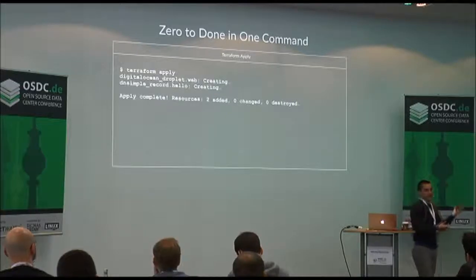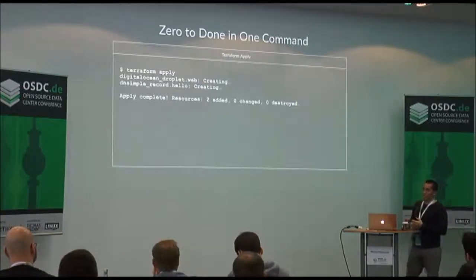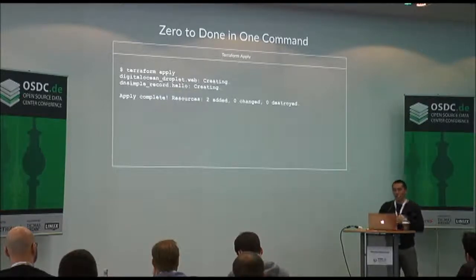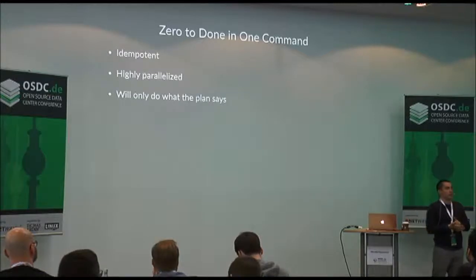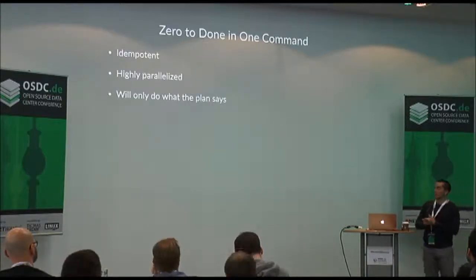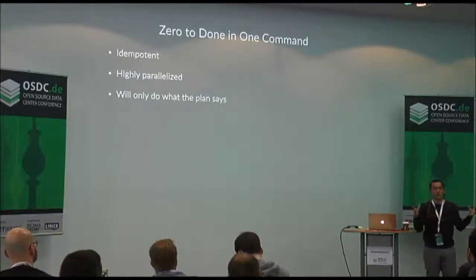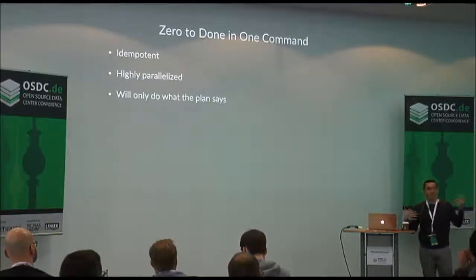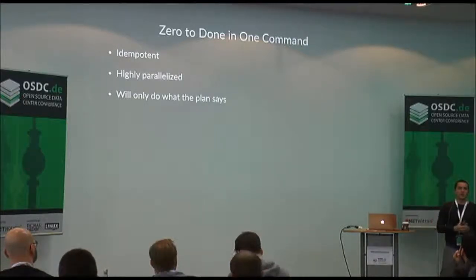Okay, so once you have that config, you get 0 to done in one command. So this is very not exciting. You just run apply and it does it. Did it in the right order. What's important about it is it's idempotent. This is really important for something like Terraform because it doesn't matter if you're just using something like AWS. At a certain scale, AWS APIs just will fail you. So Terraform has to be idempotent.